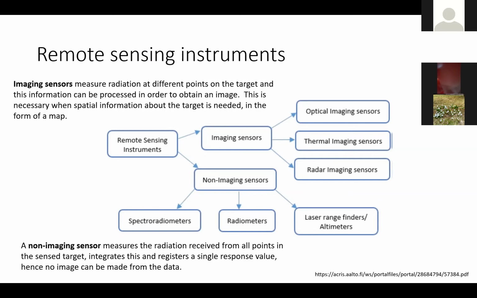Non-imaging sensors measure radiation received from all points. Then this information is integrated and registered as a single response value, and then the images can be made from those data. Imaging sensors, in turn, are divided into optical, thermal, and radar imaging sensors. Examples of non-imaging sensors are spectroradiometers, radiometers, and altimeters, among many others.